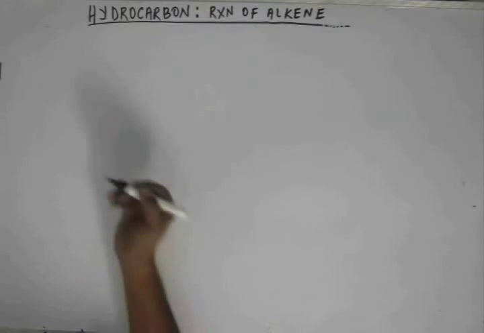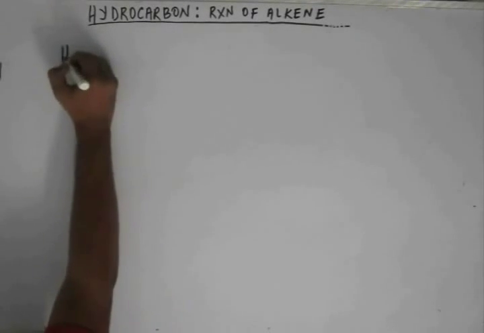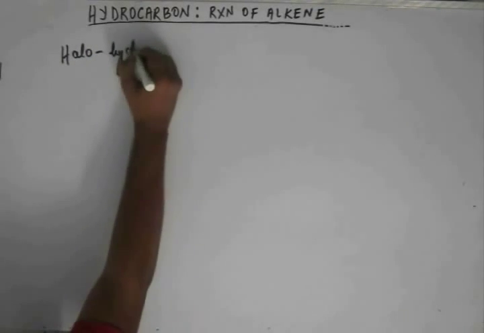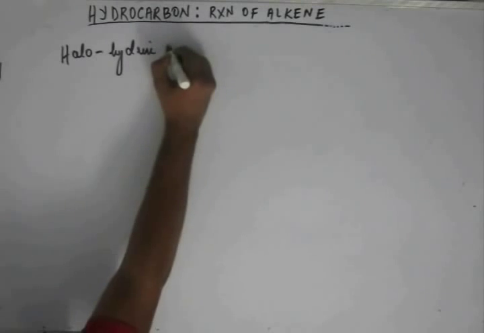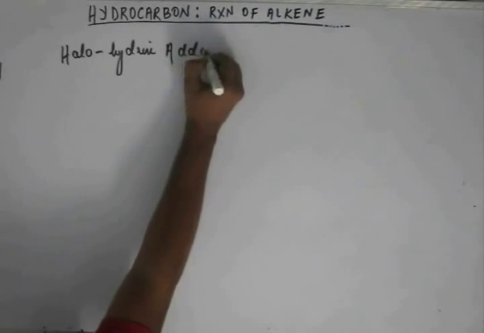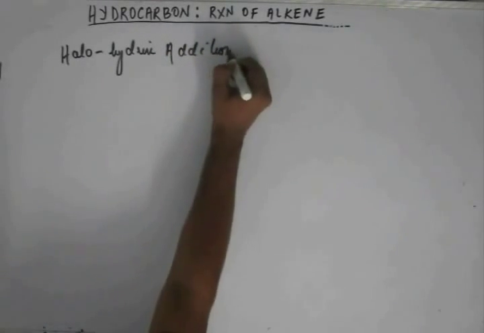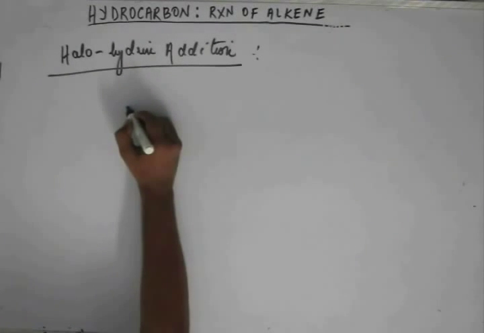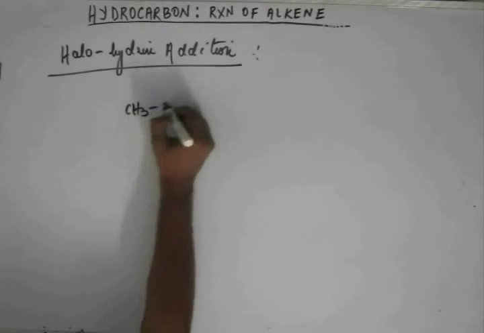Now this addition is called halohydrin addition. Now suppose I have an alkene. Suppose I have propene.